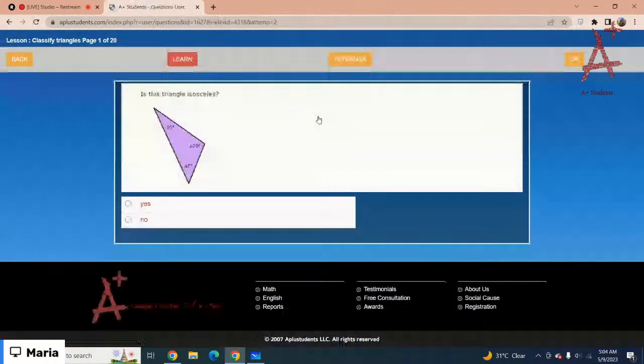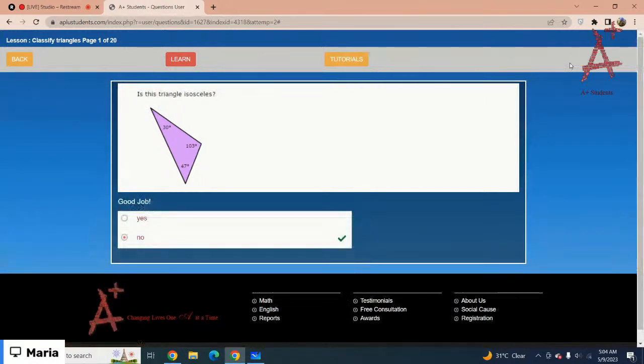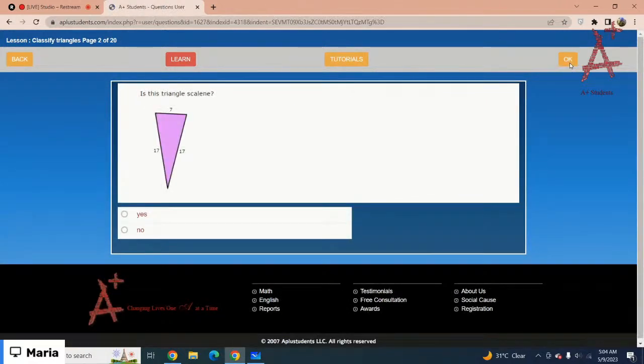Okay, is this triangle isosceles? An isosceles triangle is the one that has two sides equal in length and two angles equal. Got it? So no, this one is not the isosceles triangle. The answer is no. That would be the obtuse triangle. Okay, is this triangle scalene?